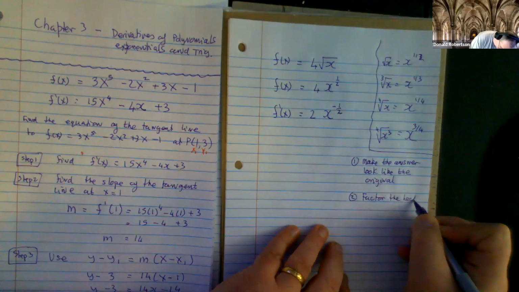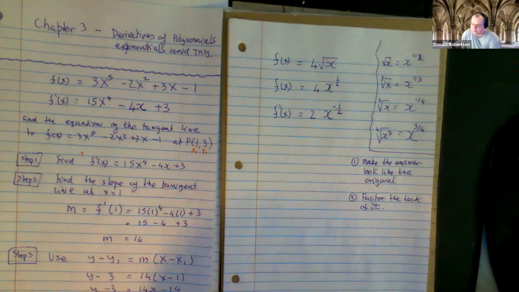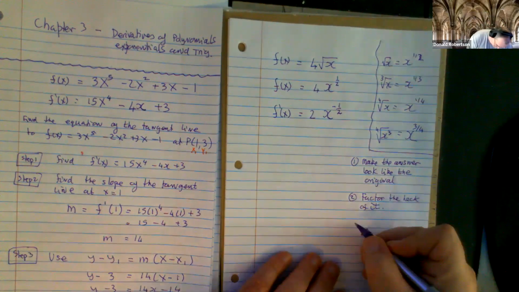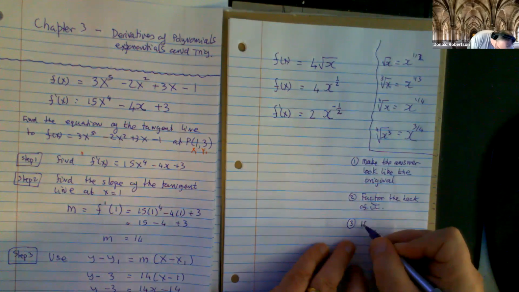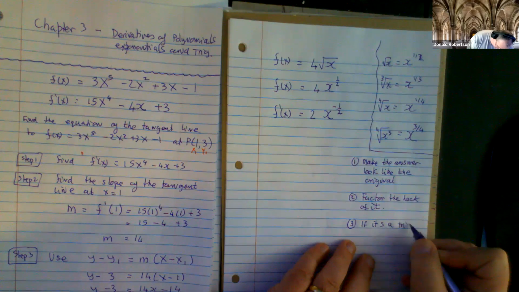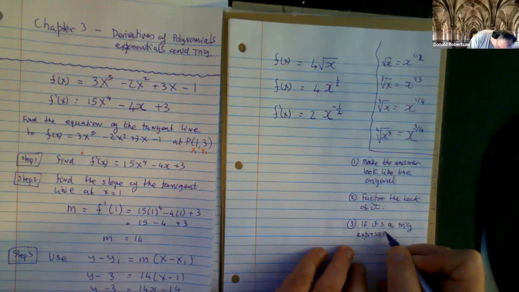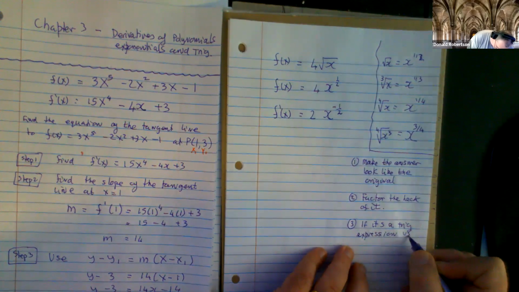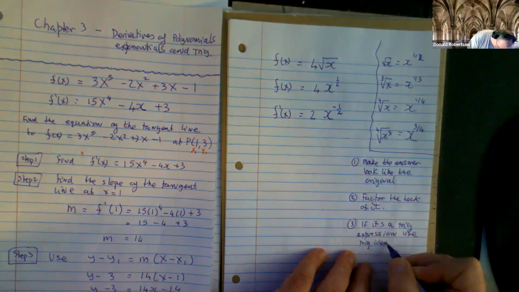Factor the heck out of it. And that includes collecting like terms and all the other good stuff. And rule 3 only applies to trig. If it's a trig function or expression, use trig identities when you can.